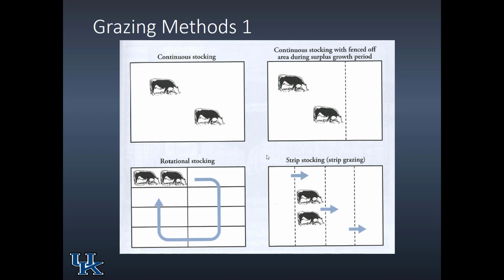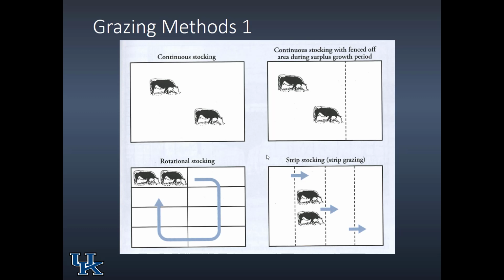And let's start at the upper left. Continuous stocking, of course, is what you would think it would be. It's where the cattle are on a given pasture without any subdivision and no rotation. The one to the right is continuous stocking with the fenced-off area during surplus growth period.